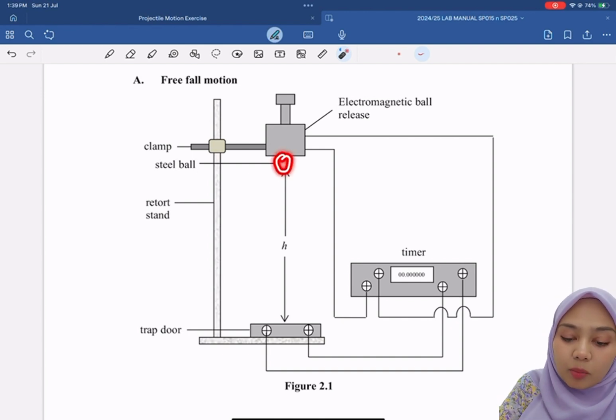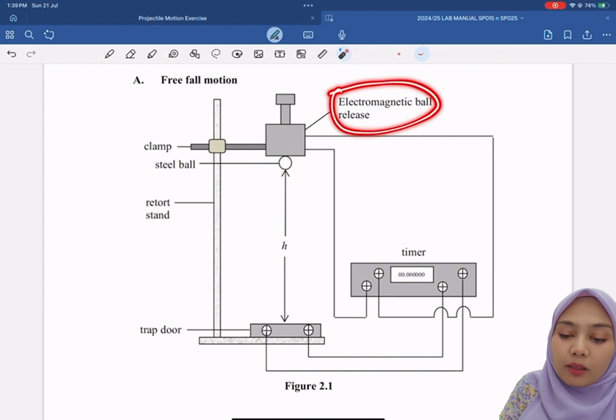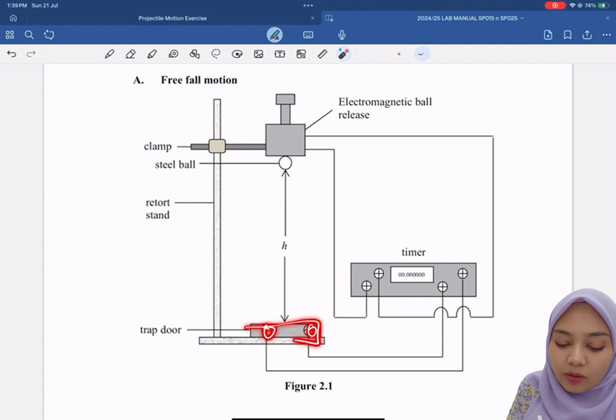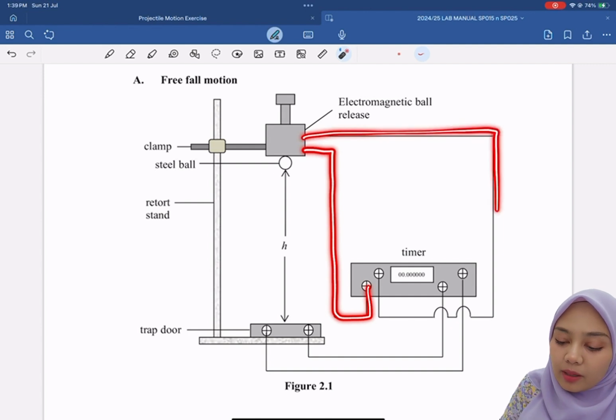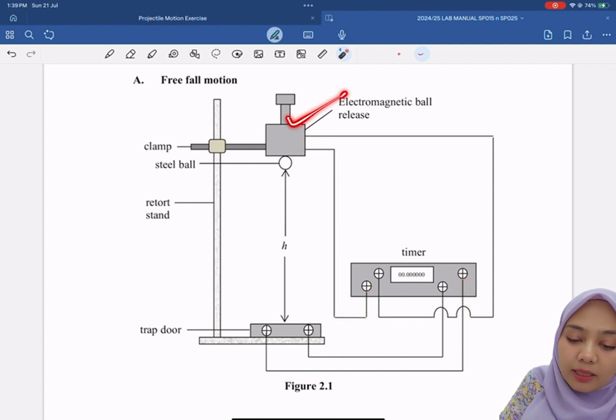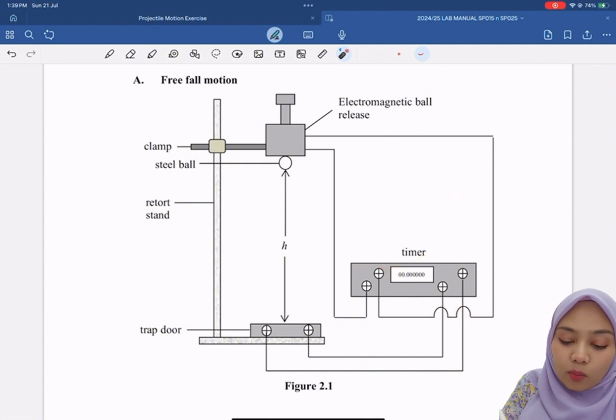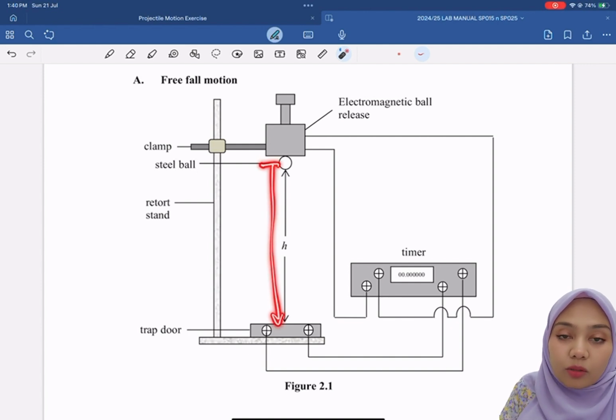This is the setting for the free fall experiment. You're going to have your steel ball over here, and an electromagnetic ball release. When you press this button, the ball will fall through to a sensor at the trap door, which connects to the starting point. Once you release it, the timer starts, and once the ball reaches the trap door, the timer stops. So this is your h, the height from the steel ball to the trap door.